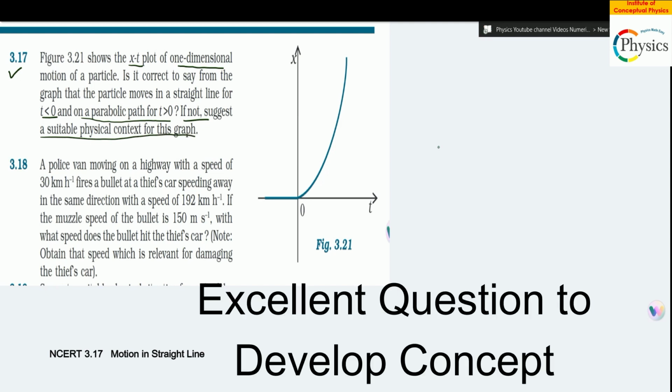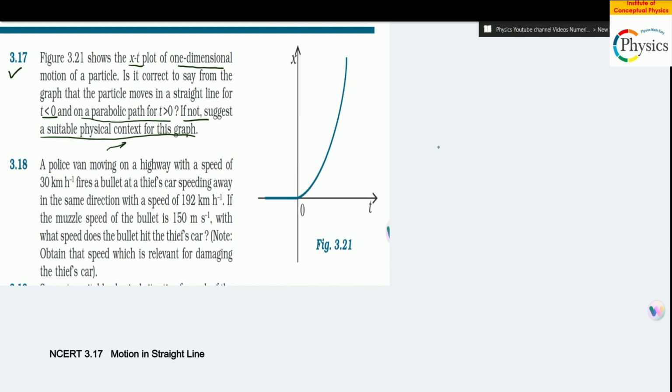Let me first explain the meaning of the words physical context. Physical context means in the real world, for example, an example in the real world. Of course, one is something like a graph, but then how does the graph show up in the real world? What type of motion in the real world can be plotted like this graph? That's the question. So let's go to the question first.